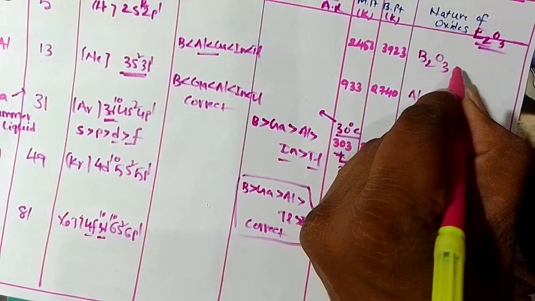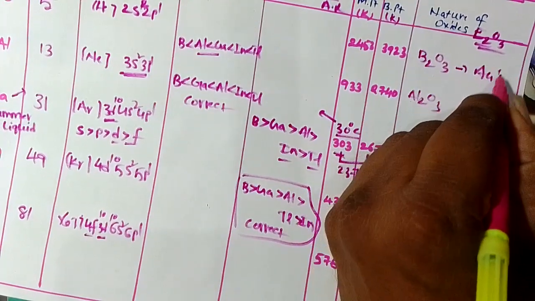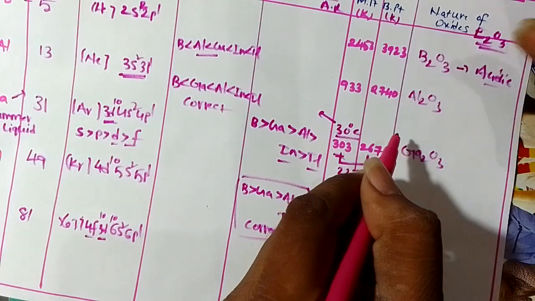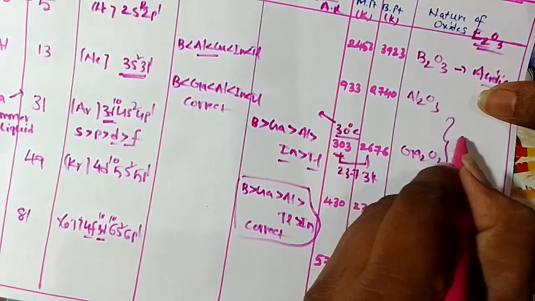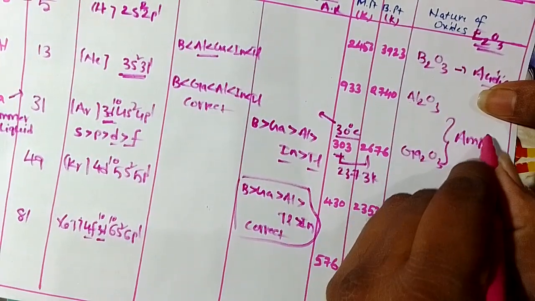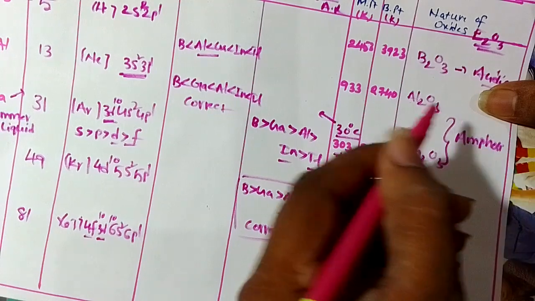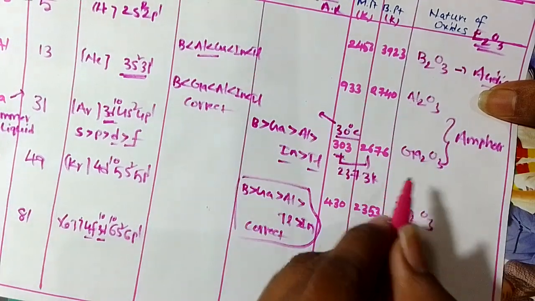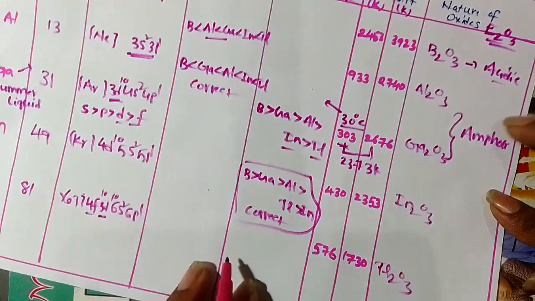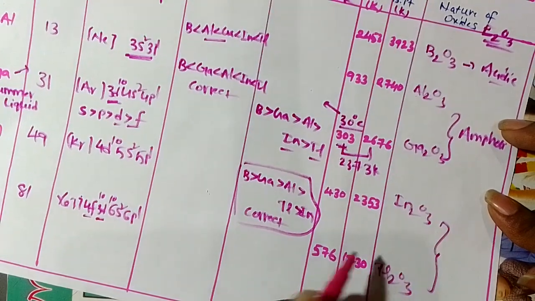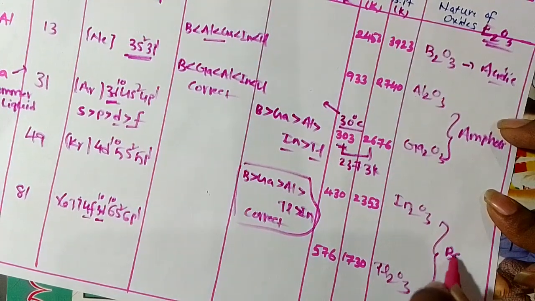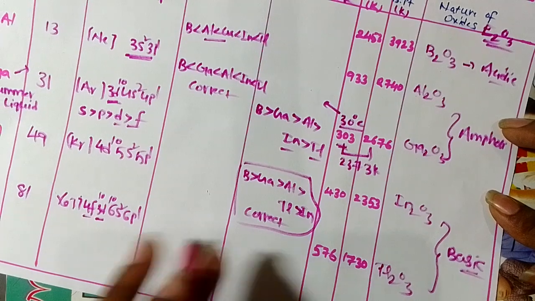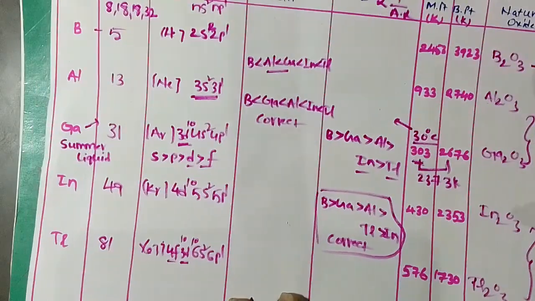Now coming to observe the nature of oxides. B2O3 has acidic nature. Aluminum oxide and gallium oxide are both amphoteric in nature. Amphoteric means these can react with acids as well as bases. That's why these are called amphoteric oxides. Now indium oxide and thallium oxide are basic in nature. So these are the natures of the oxides.